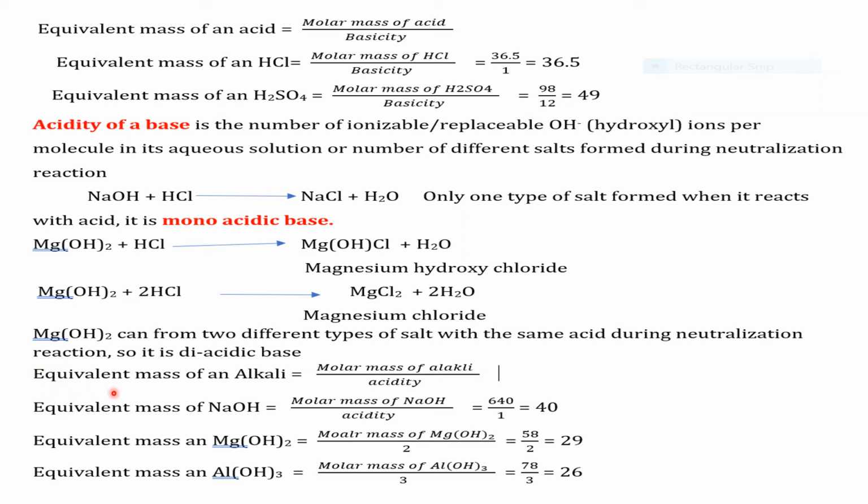Now equivalent mass of an alkali or base is equal to molar mass of alkali by its acidity. So equivalent mass of NaOH equals molar mass 40 by 1, that is 40. Equivalent mass of magnesium hydroxide equals its molar mass 58 by acidity 2, therefore it is 29. Similarly, equivalent mass of aluminum hydroxide is 26.